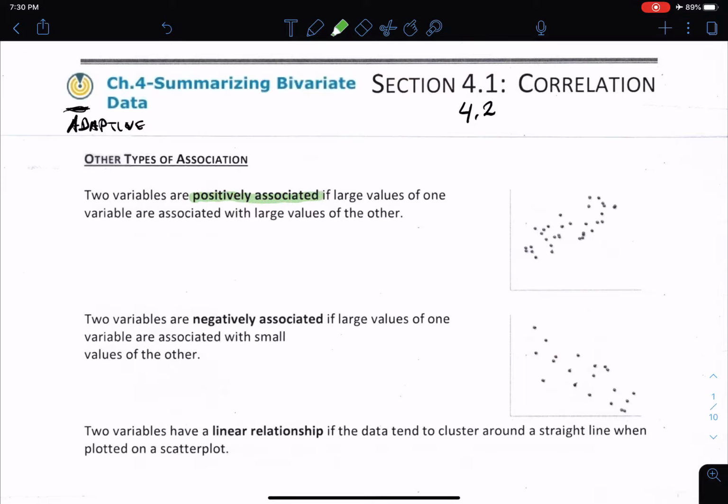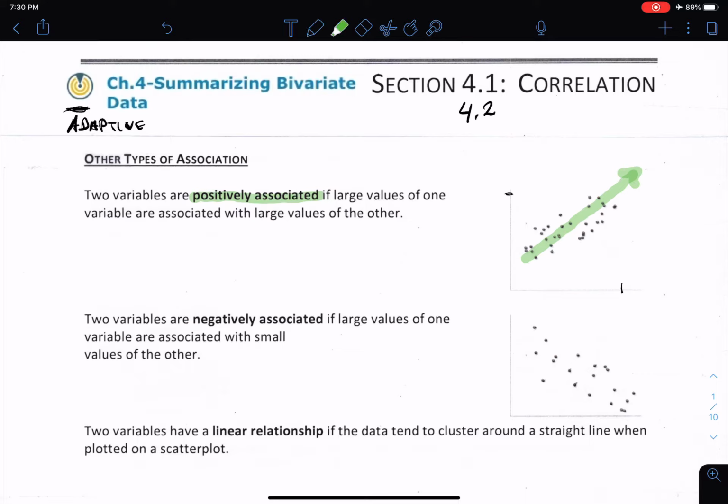if large values of one variable are associated with large values of the other variable. And so you can see if we were going to make some sort of line of best fit, something like that, that's not perfect, but then you can show that as this x value gets large, this y value also gets large, and so this is a positive correlation. Another way to see that positive correlation is when you look from left to right, the line is going up.